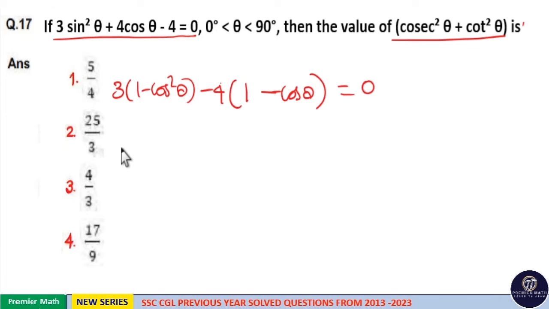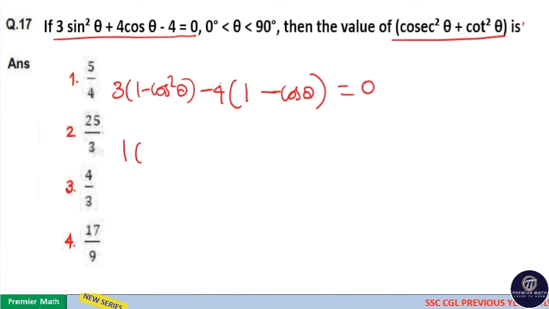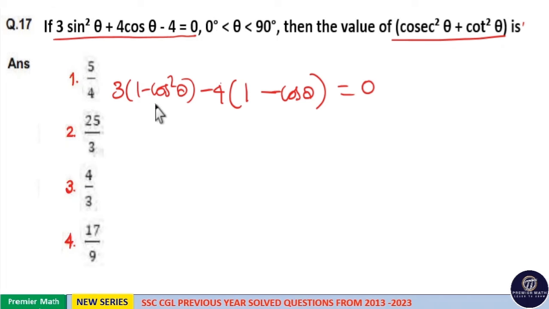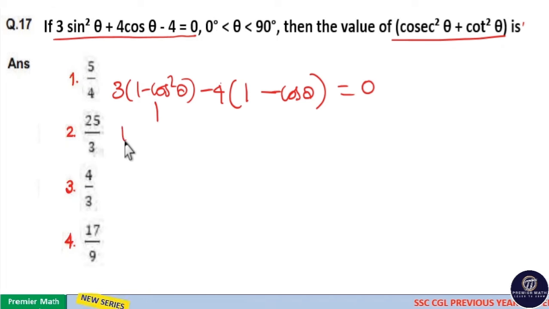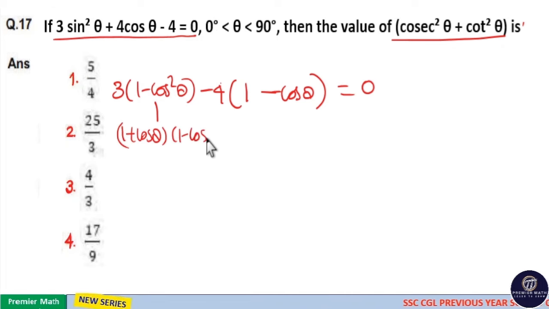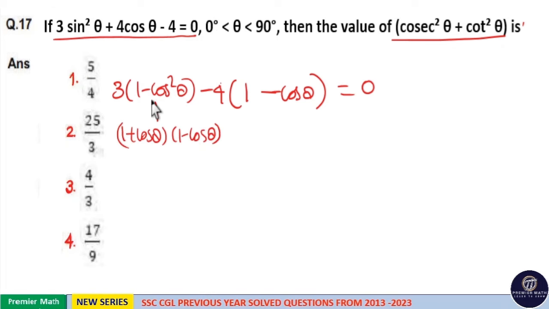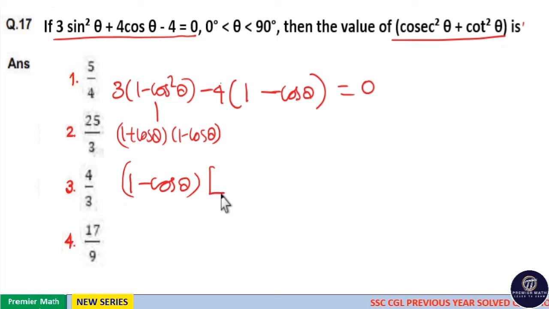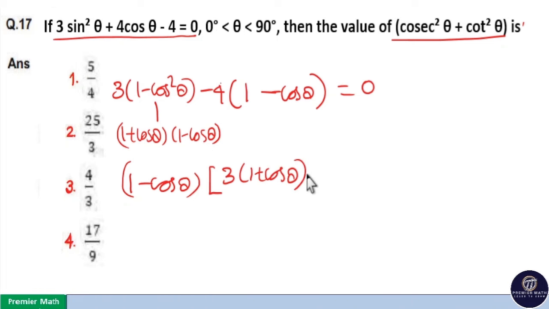Now take 1 minus cos theta outside. Because here this 1 minus cos square theta is 1 plus cos theta into 1 minus cos theta. So I can take 1 minus cos theta outside from this term. So that will become 1 minus cos theta into, first term will become 3 into 1 plus cos theta. Second term will become minus 4, which is equal to 0.